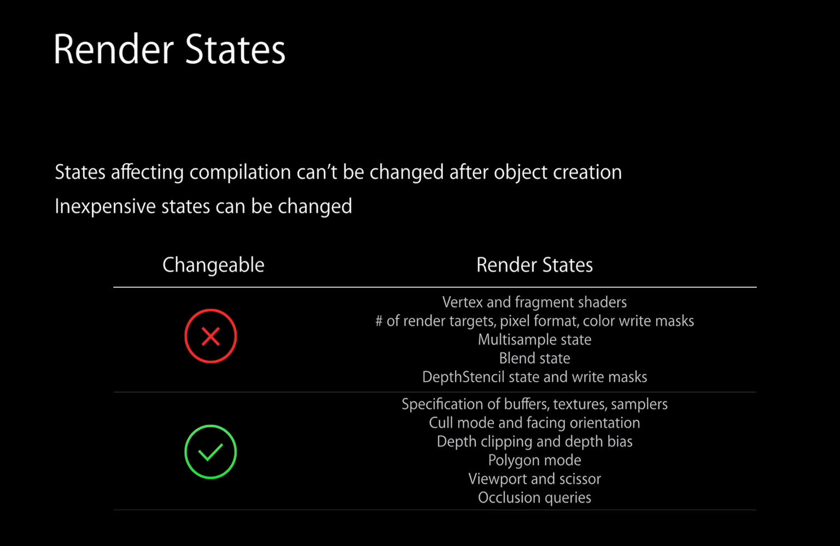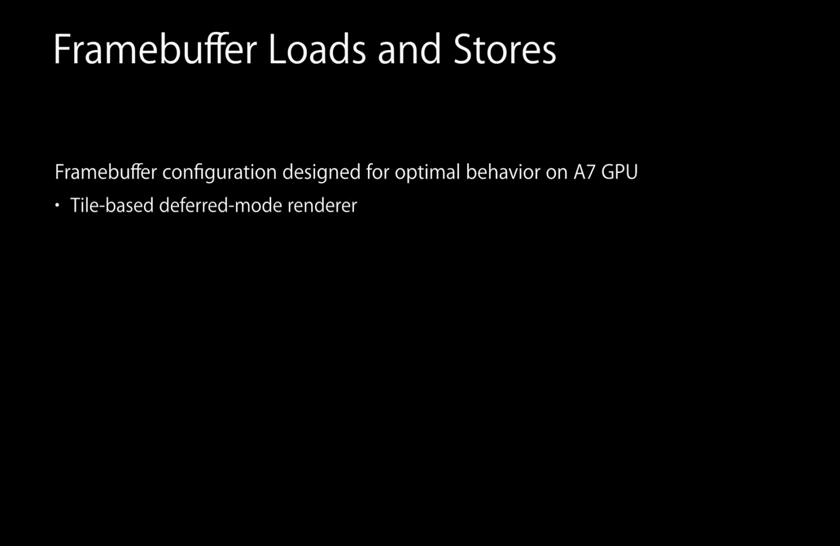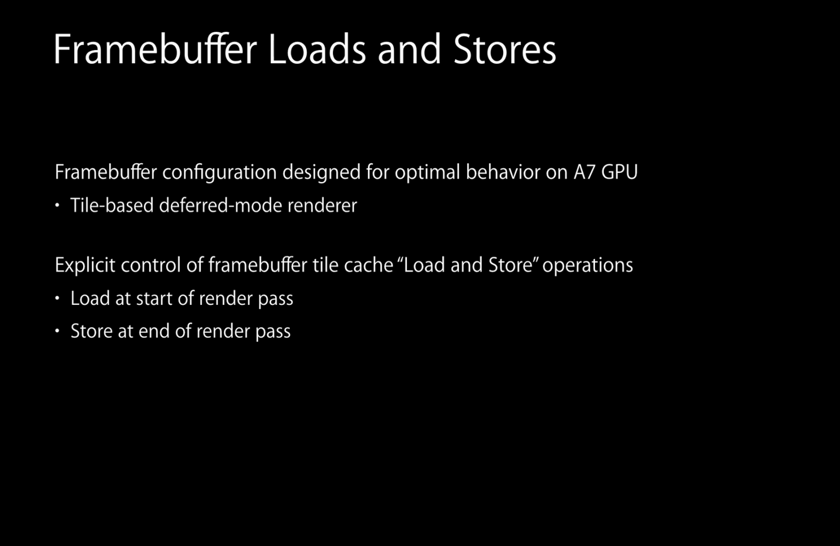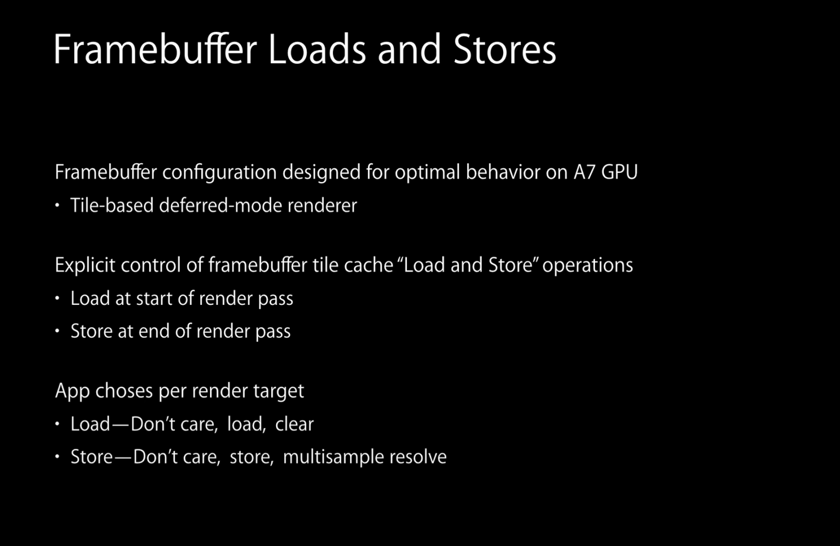Now, I talked a few times about how the API was designed with the A7 in mind. And one of the key ways you can see this is in how we handle frame buffer loads and stores. Now, the A7 GPU is a tile-based deferred mode renderer. Now, I'm not going to go into the details of what this means, but one important piece of that is that it has what's called a tile cache. And the tile cache is used at the beginning and end of each rendering pass to load the contents of the previous frame buffer or to write it out to memory. And so you need some explicit control over this tile cache to get optimal performance and to make sure you're not doing needless reads and writes to memory. In Metal, you can specify load and store actions on the frame buffer to make this incredibly efficient.